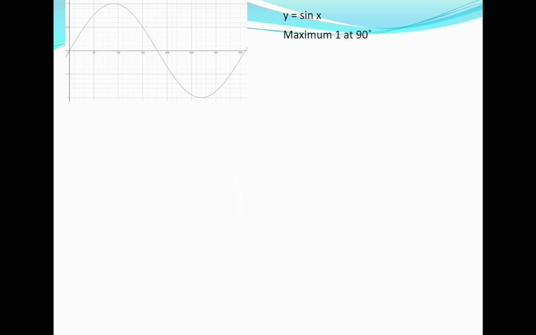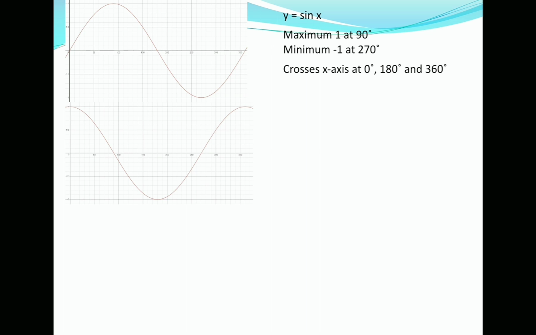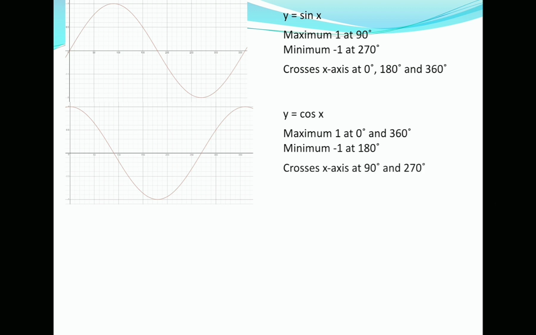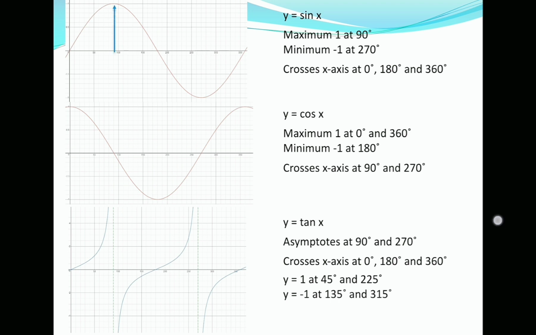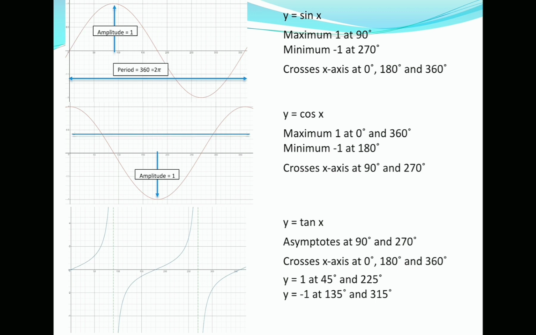So for y equals sin x, it is maximum at 1, minimum at -1, and it crosses the x-axis at 0, 180, and 360. The cos curve also has maximum 1 and minimum -1, and crosses the x-axis at 90 and 270. Next is the tan curve. The tan curve has asymptotes at 90 degrees and 270 degrees, and crosses the x-axis at 0, 180, and 360. You can see for sin x and cos x, the amplitude is 1.